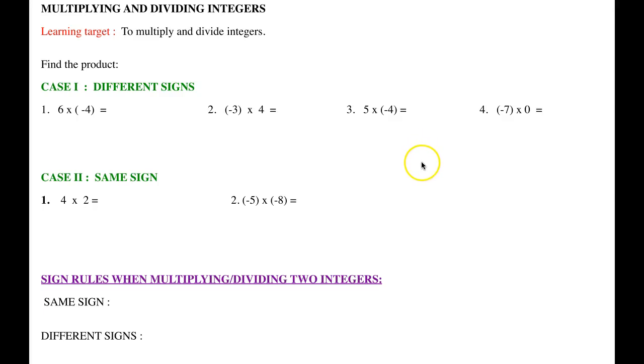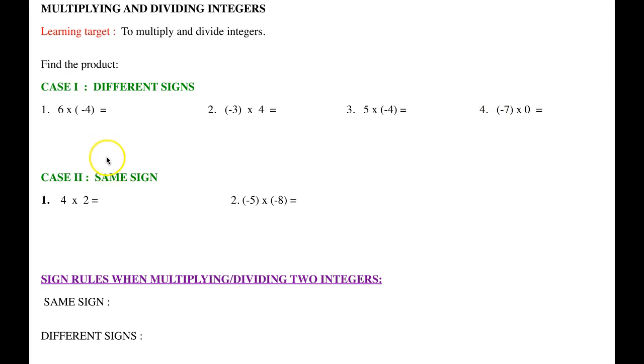Hello there. In this video, we are going to multiply and divide integers. When you are multiplying or dividing integers, there are two possibilities. Either your two integers will have different signs or they will have the same sign. So let's work through some examples over here, and from there, let's summarize the rules when we are multiplying or dividing integers. What will happen to the sign of the product or the quotient?